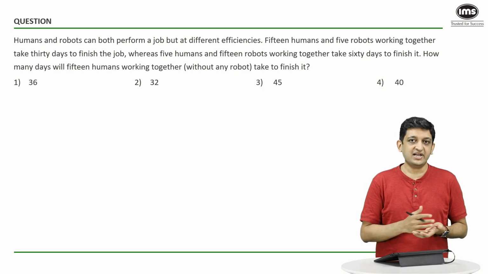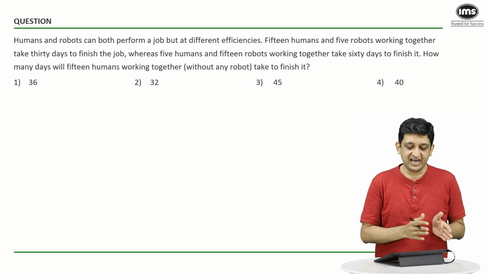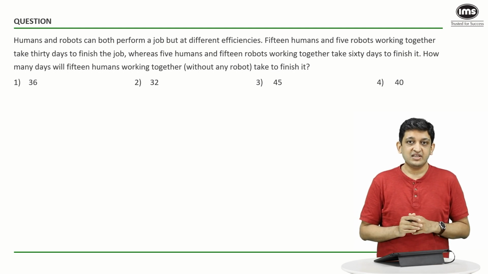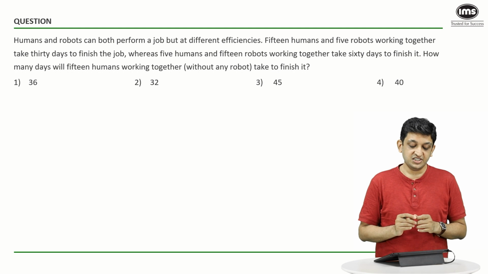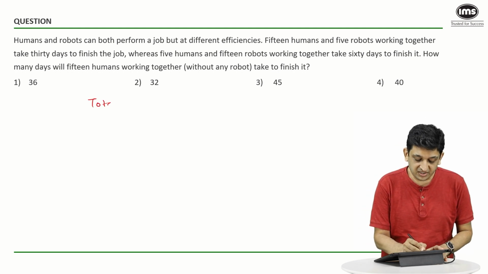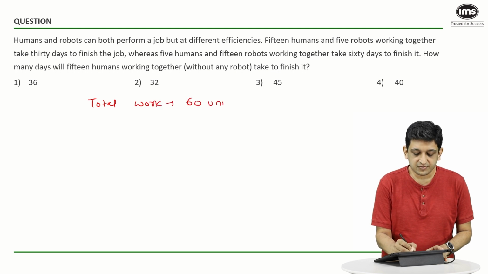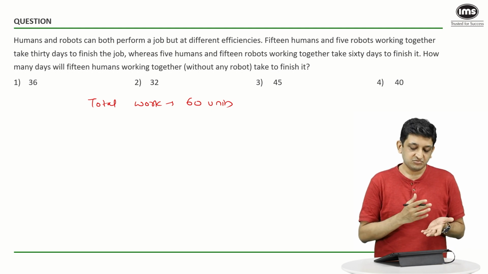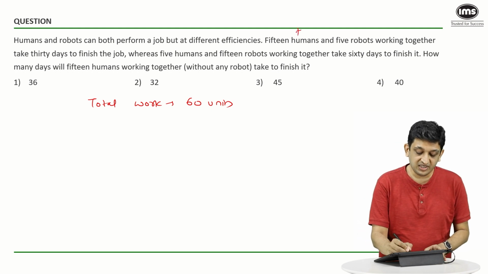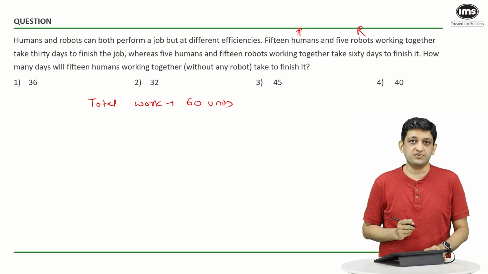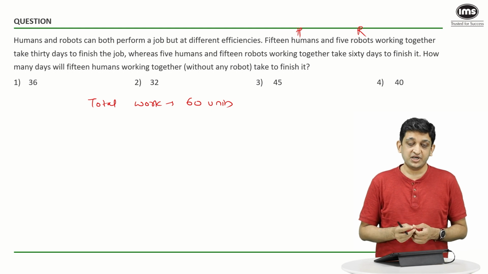So one way in which you can look at this question is by forming equations and solving them simultaneously. Assume that the total amount of work here is 60 units. Also, let's say that each human does h units of work per day and each robot does r units of work per day. So what do we get in this particular case?